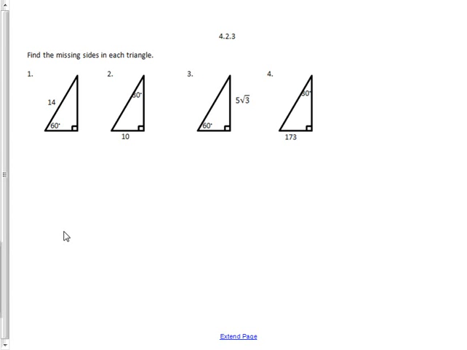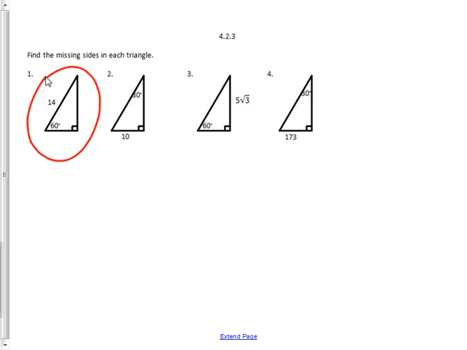Okay, it looks like you guys are ready for 4.2, day 3. So on this worksheet, the first question says, find the missing sides in each triangle. All right, well, in this triangle right here, that's a 30, 60, 90 triangle.